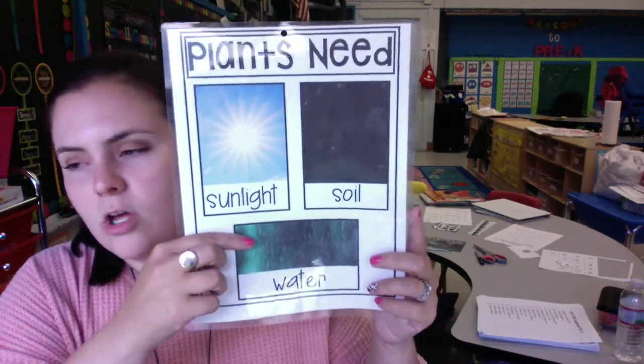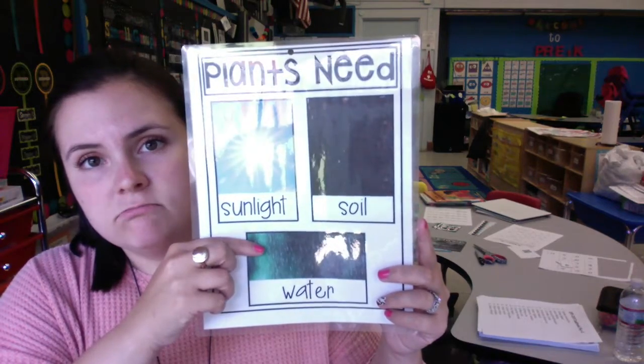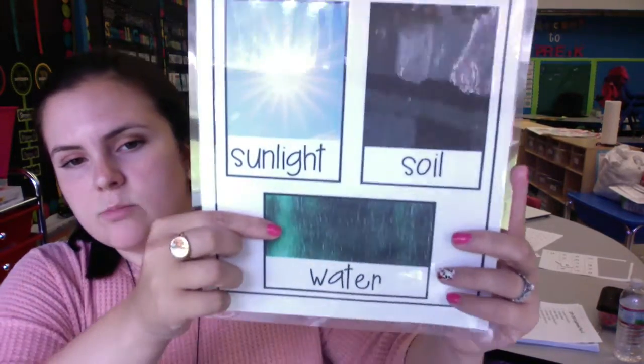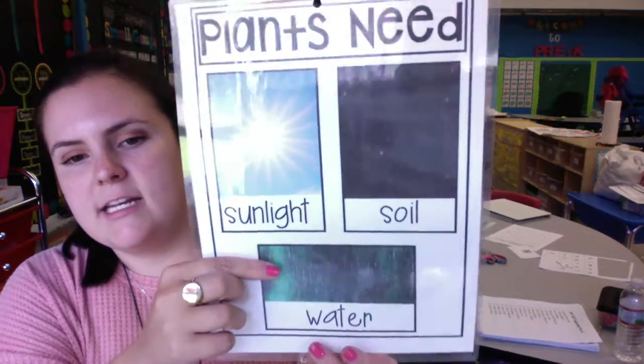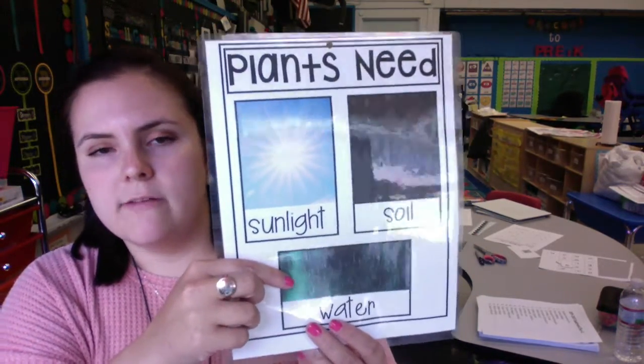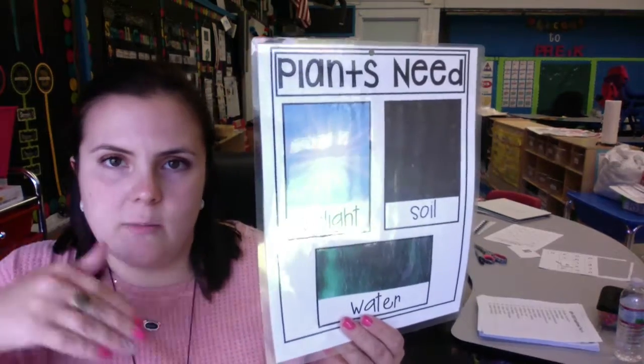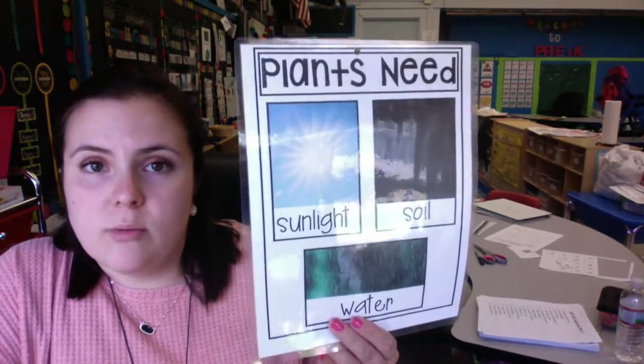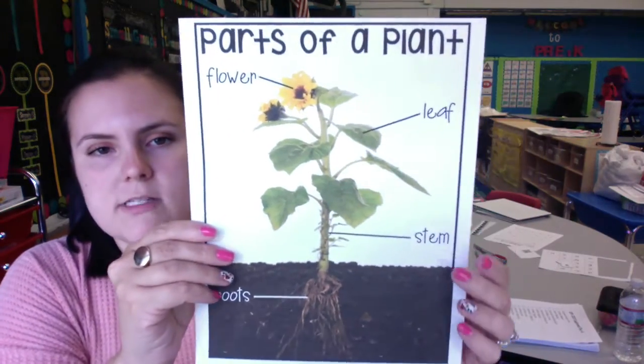Can they go get a bottle of water and drink it? No. This is a picture of rain. So if a plant is outside, you need to make sure it's in a spot where it can get some rain, or if it's inside or if it's under something, you need to make sure that you remember to water it. So the next thing we're going to talk about is the different parts of a plant.